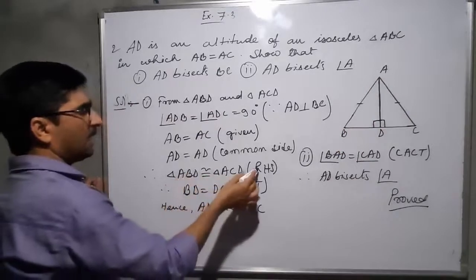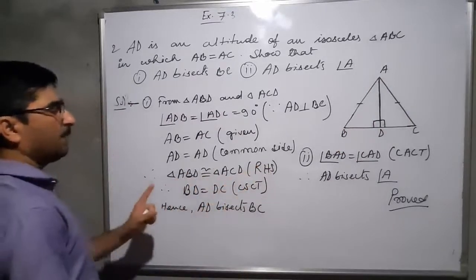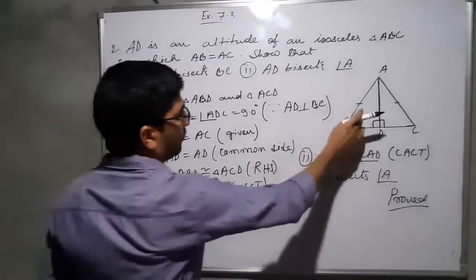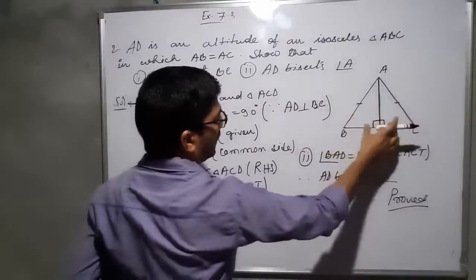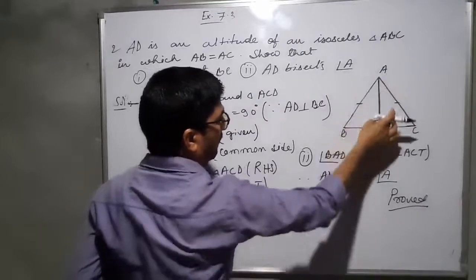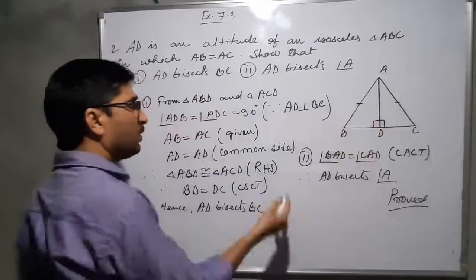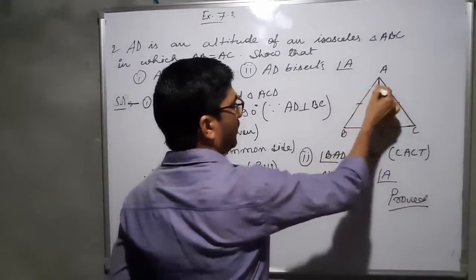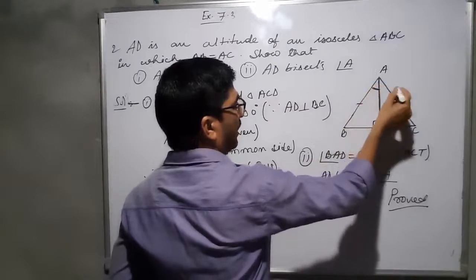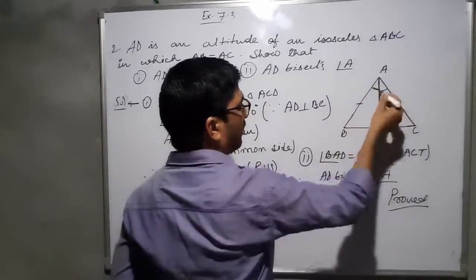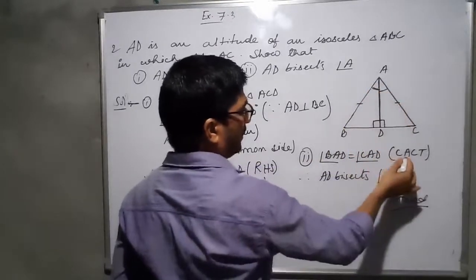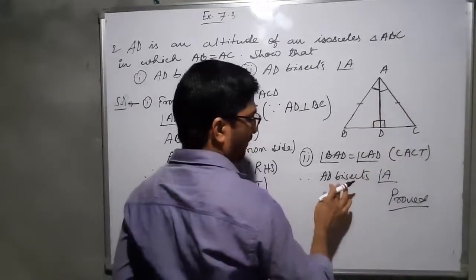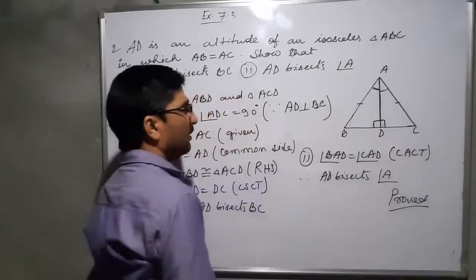Right angle, hypotenuse, side. If they are congruent, then BD equal to DC. If these two triangles are congruent, then BD equal to DC. That means AD bisects BC. And also in 2, we can write directly angle BAD equal to angle CAD. These two angles are equal by CPCT. So AD bisects angle A. So simple question this is.